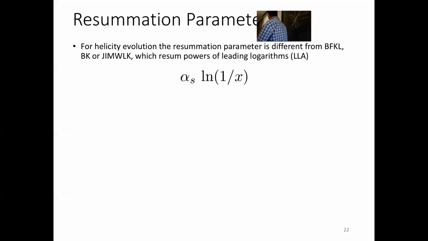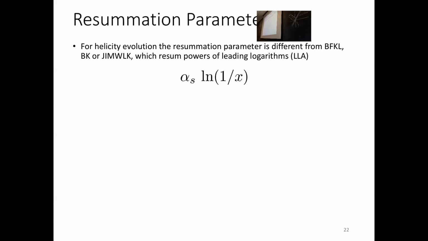All right, now what's my resummation parameter? Say the DFK evolution we talked about earlier. DFK evolution resums powers of alpha s log 1 over x. And you can see it here, right? We have alpha s times log 1 over x. They enter together, and this is a resummation parameter. We resum all powers of this quantity.